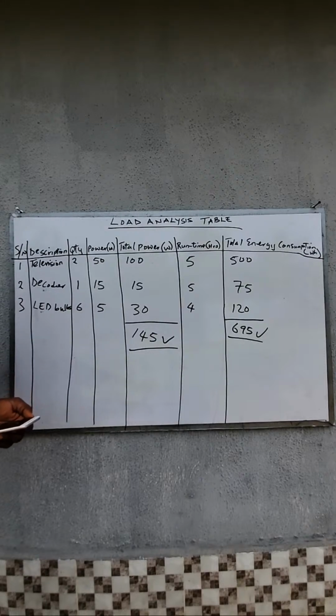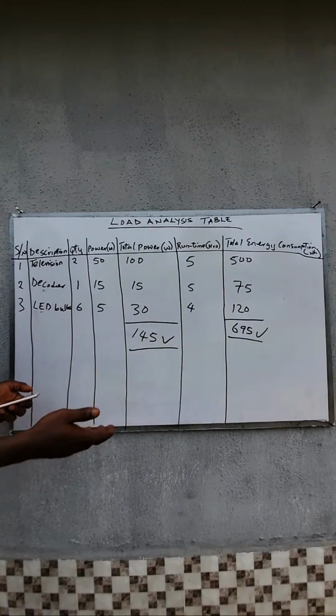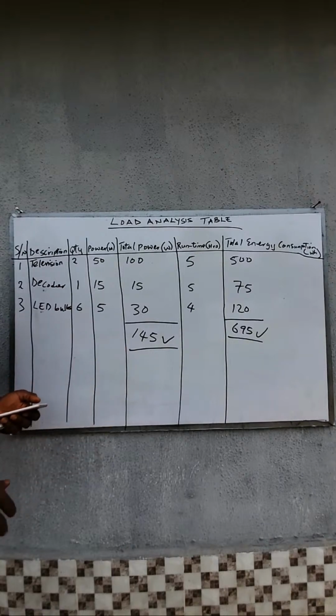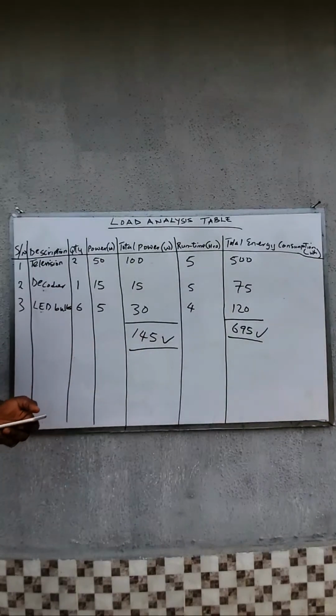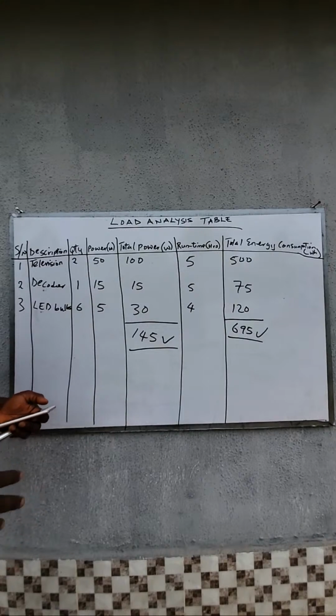But if you are not sure, as an installer, you need to have an energy meter. A small, portable energy meter. Once you go to that client's house and you are not sure of that power rating, it's just for you to connect the load to the energy meter, and it will give you the power rating of that load. You can leave the energy meter there for some days. From there you have an idea of the average daily energy consumption of that load.